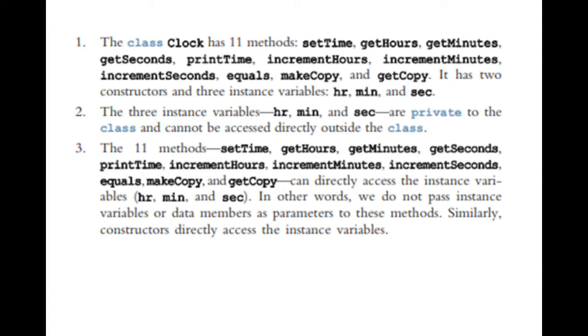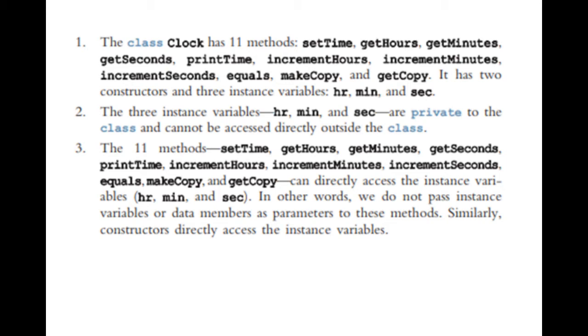The three instance variables hr, min, and sec are private to the class and cannot be accessed directly outside the class. The 11 methods can directly access the instance variables hr, min, and sec. In other words, we do not pass instance variables or data members as parameters to these methods. Similarly, constructors directly access the instance variables.